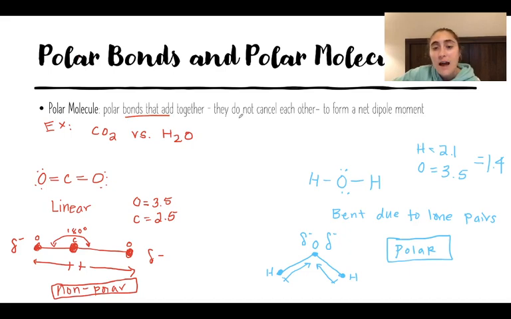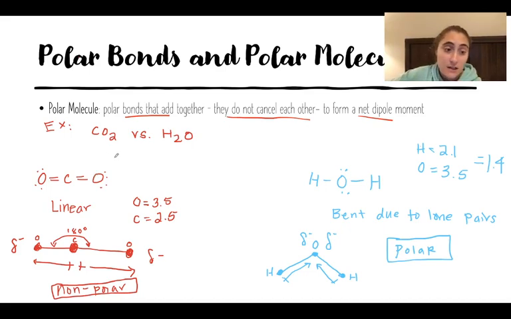It's polar bonds that add together, they don't cancel each other out, to form a net dipole. That's kind of wordy, but essentially it means you're going to have many polar bonds within your molecule that add up to create a dipole moment. If you have an even number that cancel each other out, then it's not going to form a dipole moment, and you're going to have a nonpolar molecule. If you have a bunch of polar bonds that don't cancel each other out, then you're going to have a polar molecule. So let's look at what this looks like.